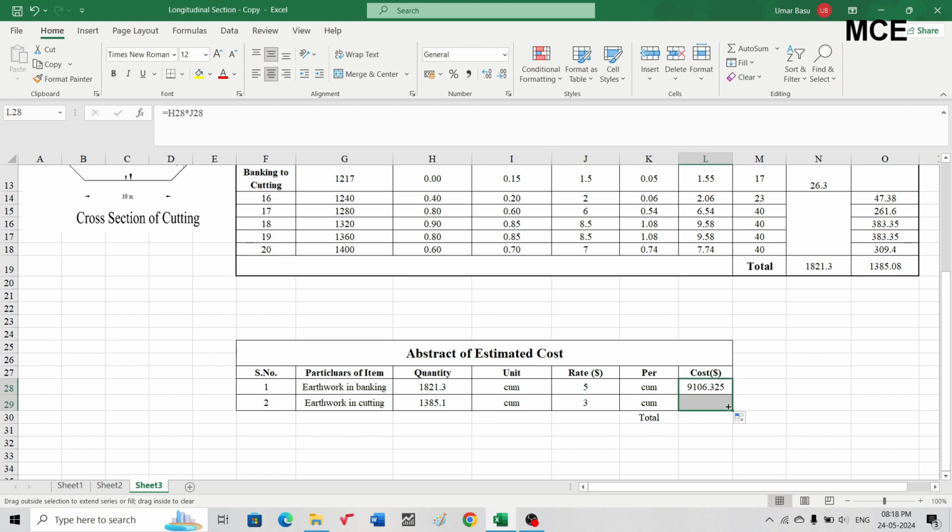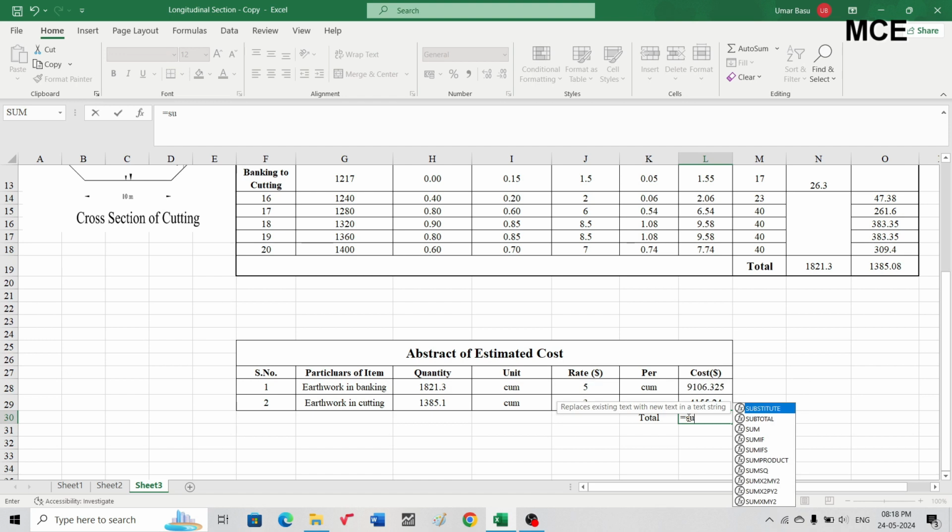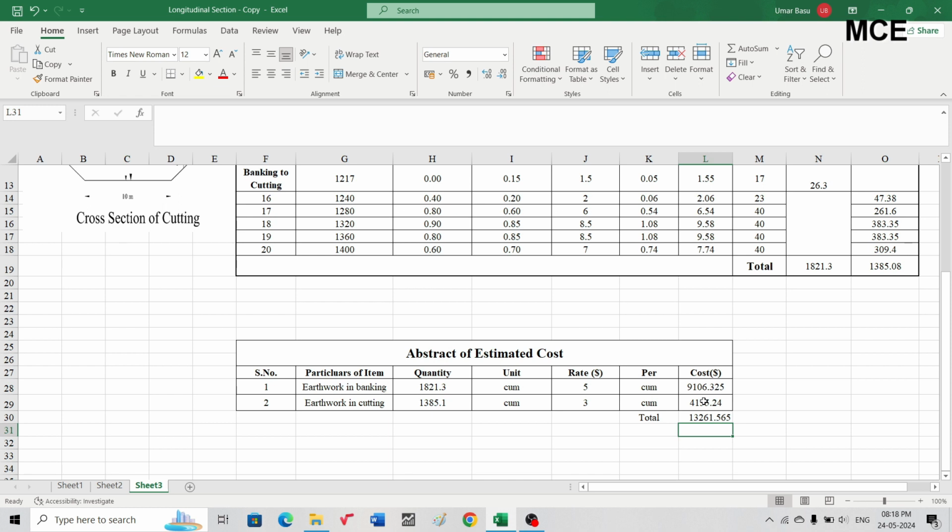And you will get the cost of earthwork in cutting, which is $4155.24. The total cost will be the sum of these two, that is 9106.325 plus 4155.24. Select these two values, close the bracket, press enter. This is the total cost for our earthwork in banking as well as earthwork in cutting.